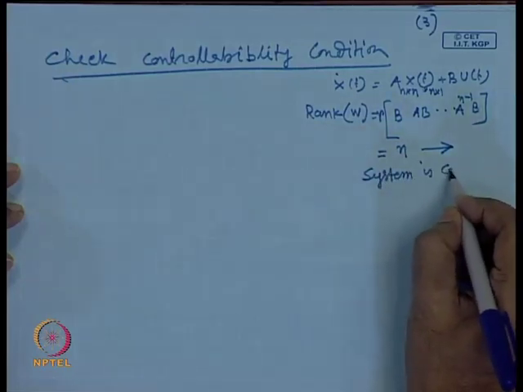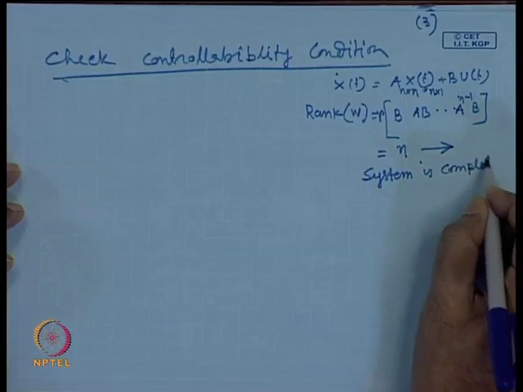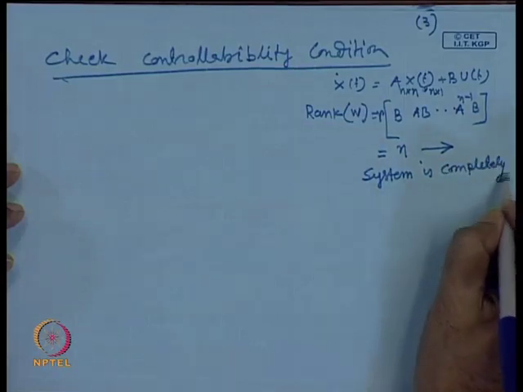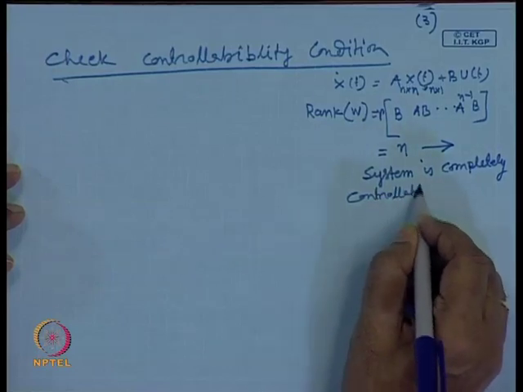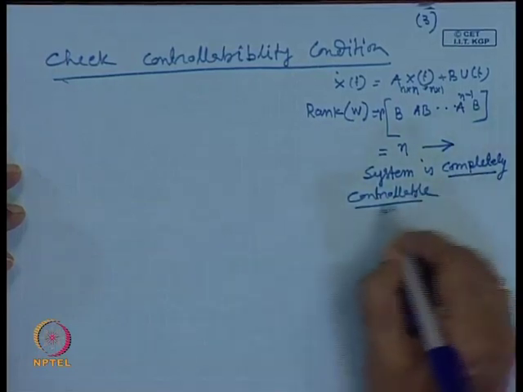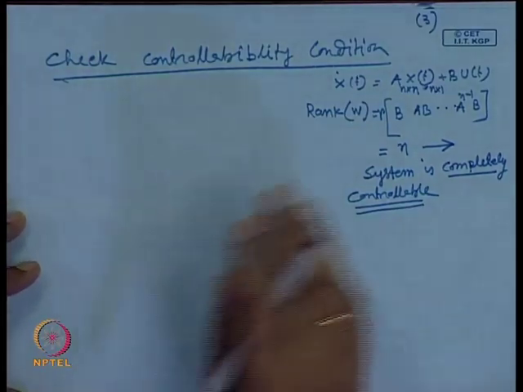The system is completely controllable. That means all the states we will be able to drive from any position to any other desired position. So we will check whether the system is controllable or not. At least it should be stabilizable.